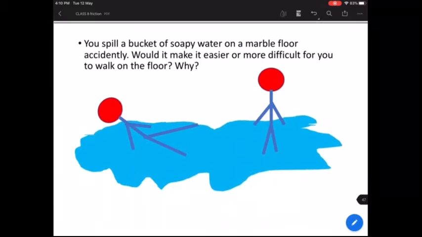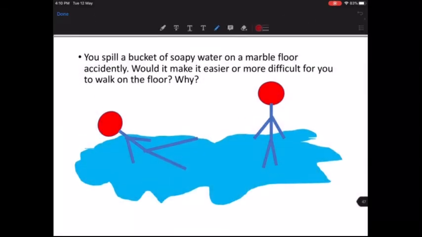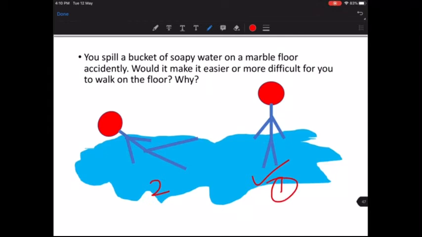Okay, next, you spill a bucket of soapy water on the marble floor accidentally. So what is happening is you somehow accidentally hit the bucket and all the soap water comes out. Would it be easier for you or would it be difficult for you to walk on that floor? Okay, it's a soapy floor, remember. All the soap water is all over the surface. So will it be easy for you? Will you be able to walk properly like this in the first case, or it will be difficult and you may fall down like in the second case? So most likely the second option is the correct option.